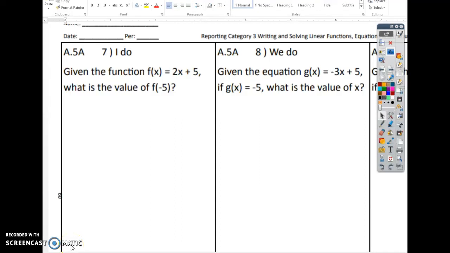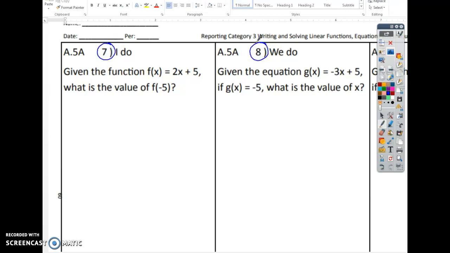Okay, so today I'm going to do the I do, we do with you, and you'll do the you do in the back by yourself. And I want you to notice the difference between number 7 and number 8.